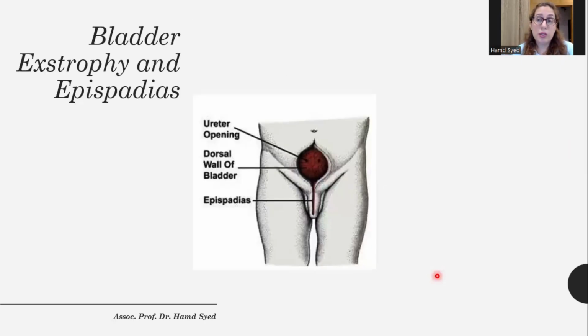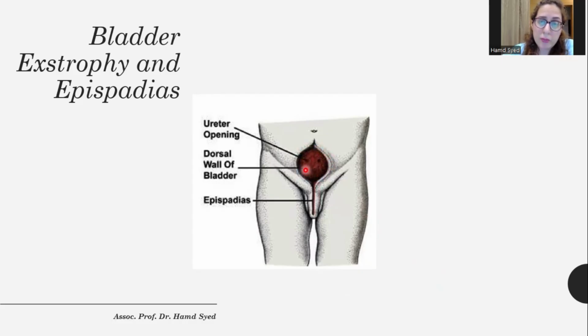Now let's come to the next ventral body wall defect. If the ventral body wall fails to close in the pelvic region, then that is going to cause bladder exstrophy. So here you can see the bladder is exposed. There's a defect over here in the pelvic region. The anterior wall of the bladder is also typically missing.